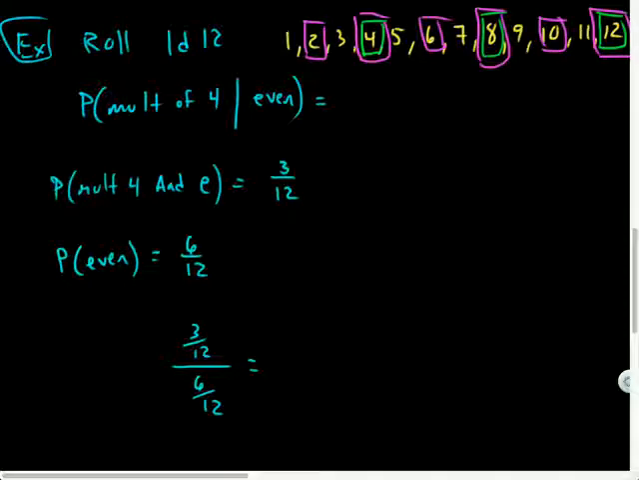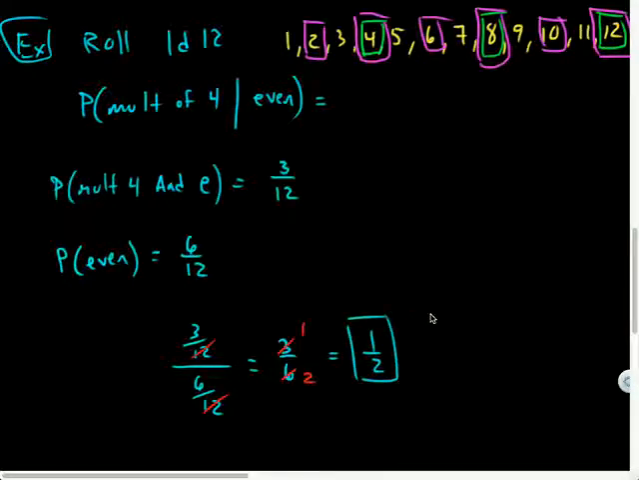And if we're fancy, those 12s are going to cancel out. So I'll get 3/6. I hate that word, 6ths. And 3 goes into 3 once, into 6 twice. And I get a half.